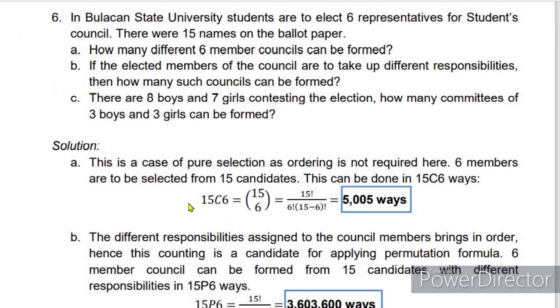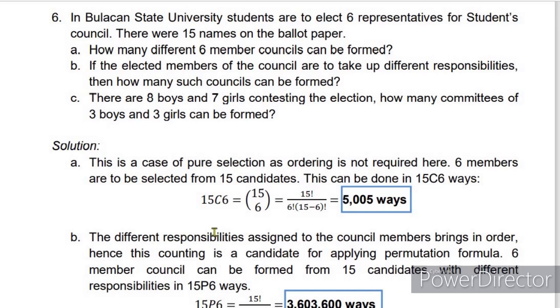So for letter A, the solution is this is a case of pure selection as ordering is not required here. Why does ordering not apply here? Because it says how many different 6 members councils can be formed. That's all. It does not say order is required. Okay, so 6 members are to be selected from 15 candidates. So we will just use our formula for the combination. When you encounter a problem like this, combining one group of elements to another, you will use combination.